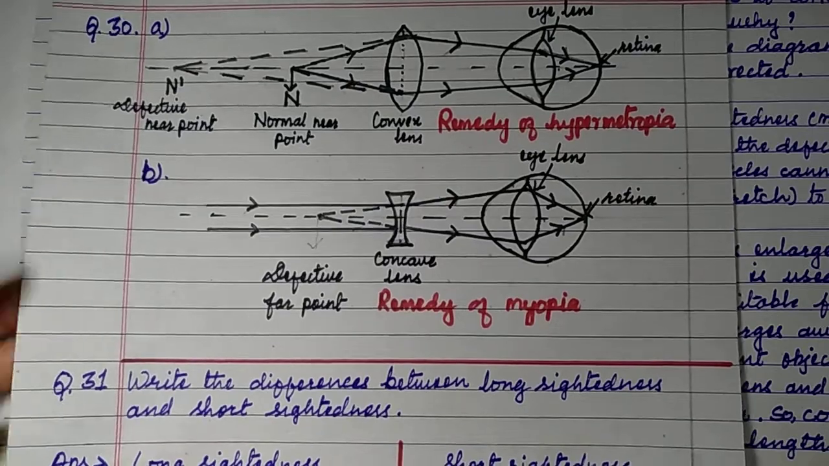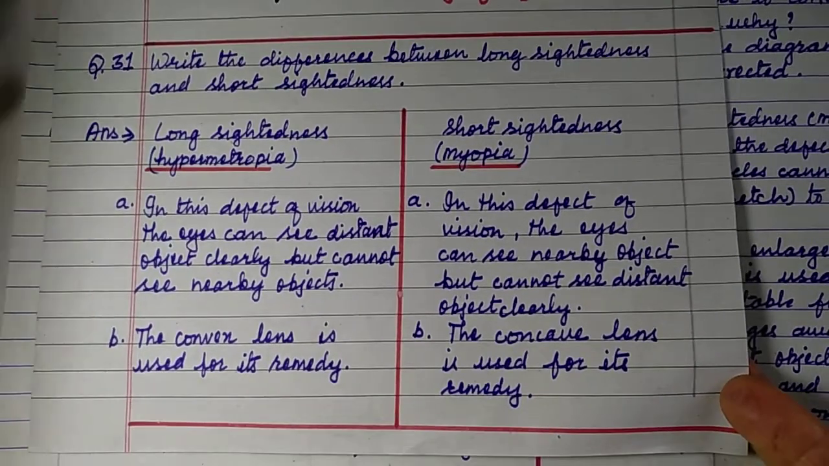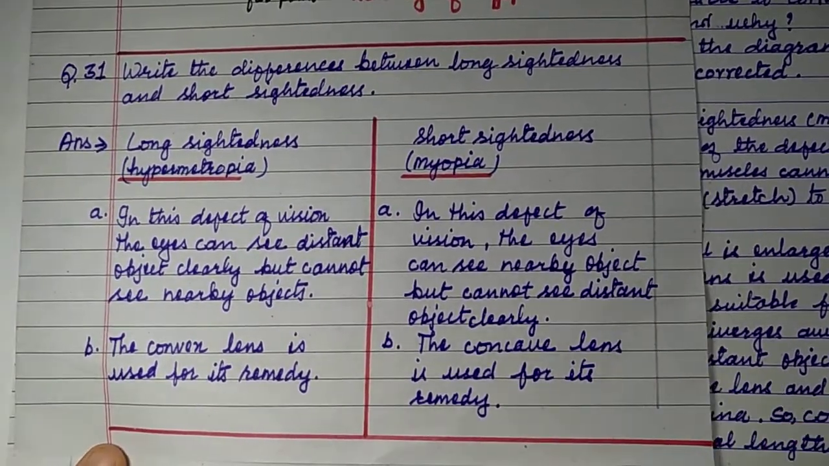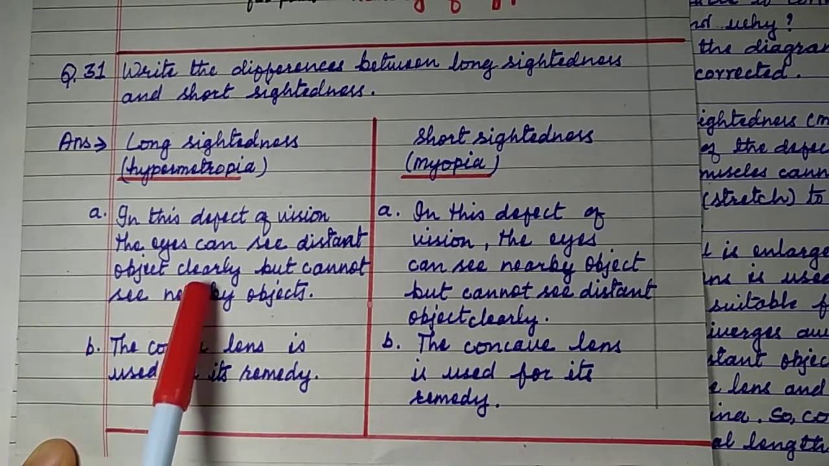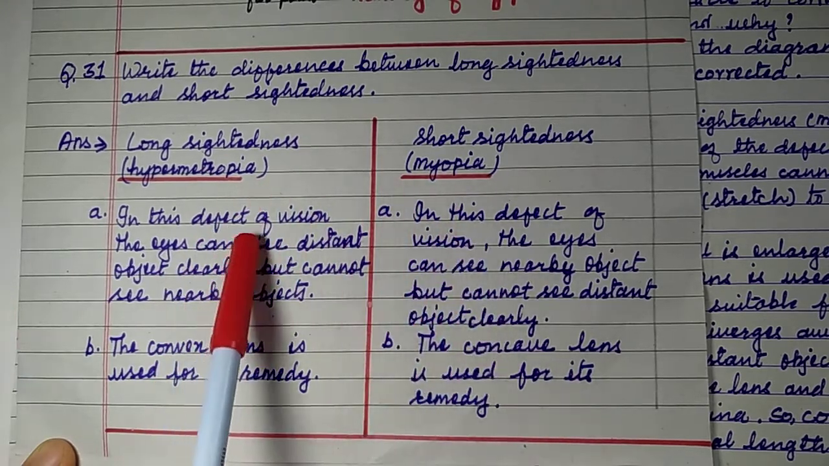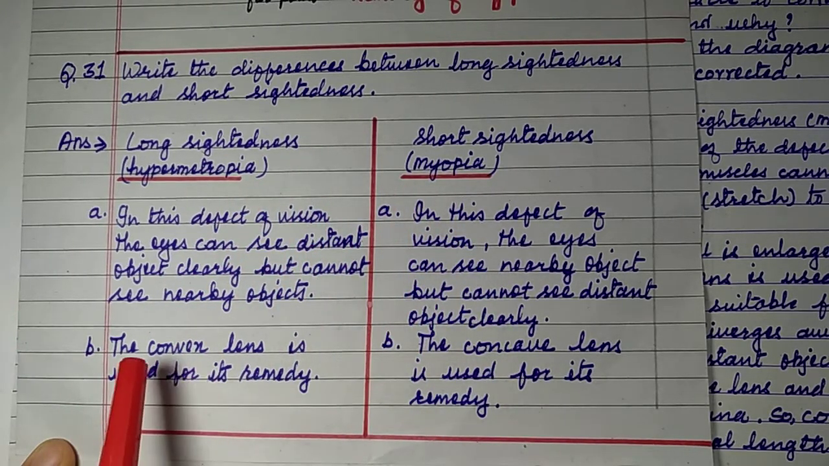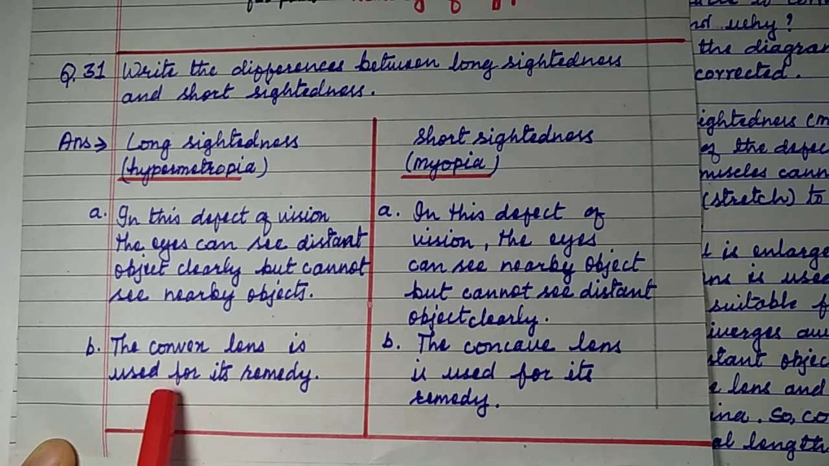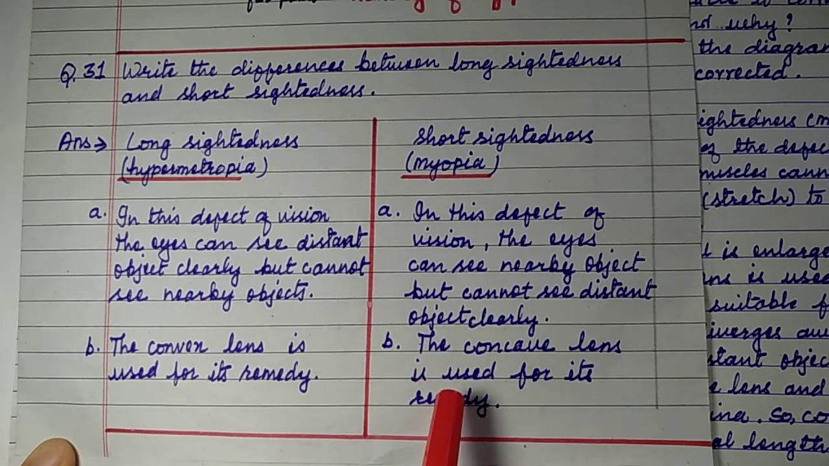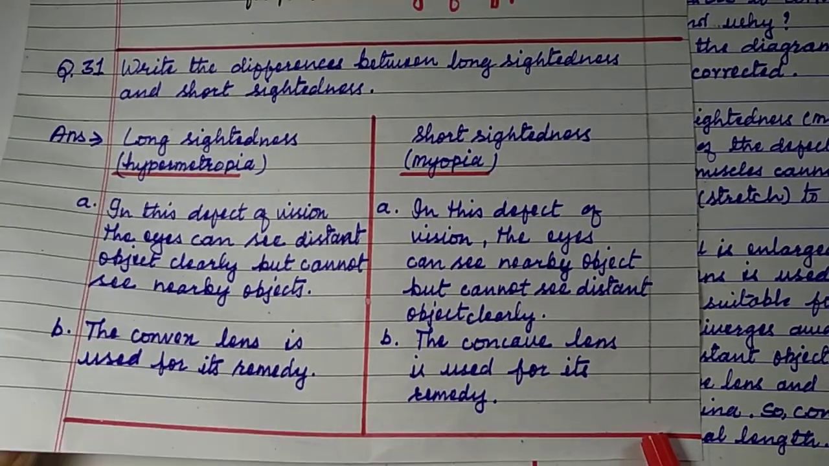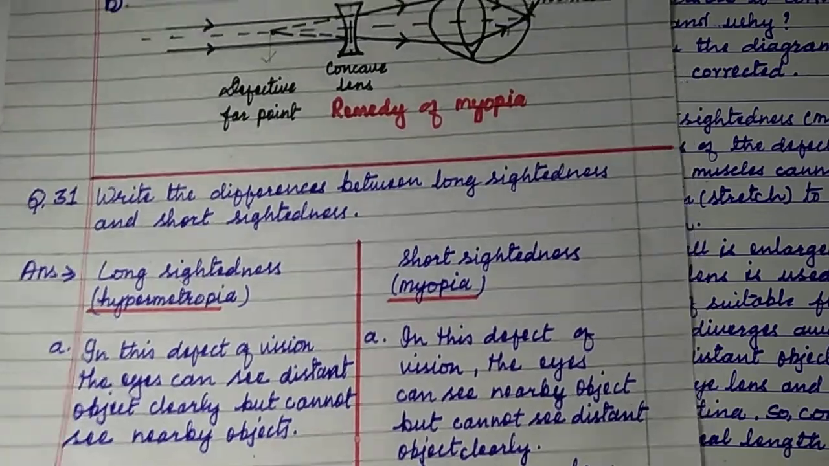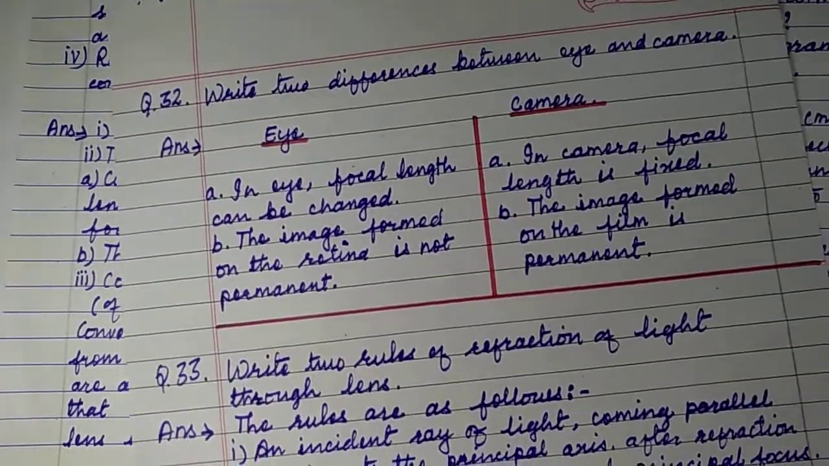Now next question is, write the differences between long-sightedness and short-sightedness. It is easy to write the points after discussing all these points. For hypermetropia, long-sightedness, first you write the definitions. These are the definitions. And next point is convex lens is used for the remedy of hypermetropia. Concave lens is used for the remedy of myopia. So you can write points in this manner. So these are the differences. Mostly you'll be asked to write 2 points in the exams.